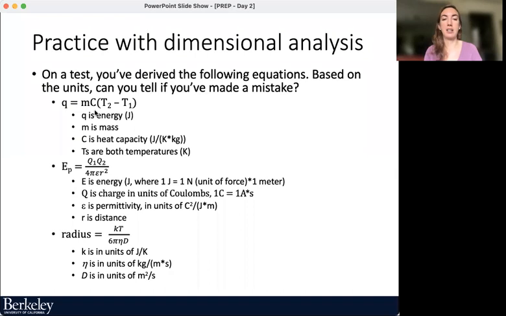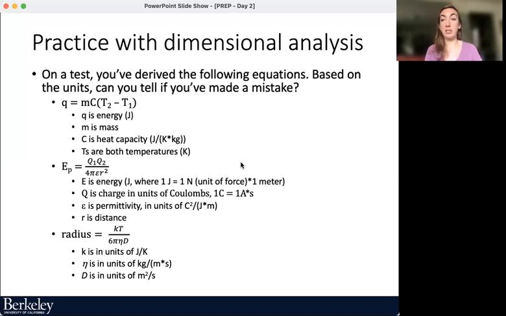So in this case, I'm going to have you practice with the other ones in a minute, but let's say I've come up with this equation that's Q equals M times C times the difference of two different temperatures, where Q should be in units of energy, or joules. M is a mass, so it's in units of kilograms. This quantity C, which again, you don't need to know where it comes from, you just need to know its units. C is called the heat capacity. It's in units of joules per Kelvin times kilogram, and these T's are both temperatures.